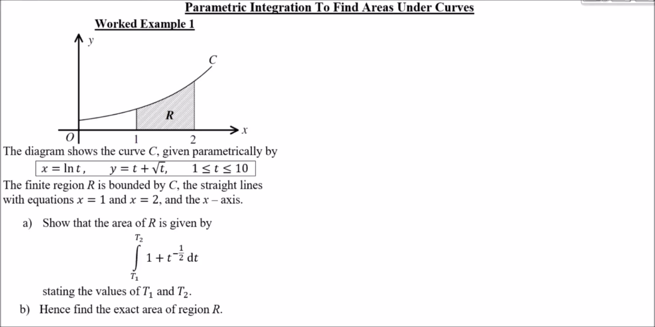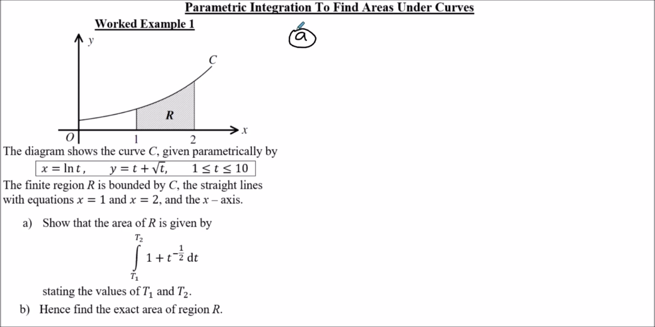So let's apply it now with a couple of worked examples. Worked example 1: I have a diagram showing a curve C, which is given in parametric form by the two equations x is natural log of t and y is t plus root t, where t is defined between 1 and 10. The finite region R is bounded by curve C, the straight lines with equations x equals 1 and x equals 2, and the x-axis itself. So first of all, for part A, we're asked to show that the area of R is given by this integral here. So let's set to it.